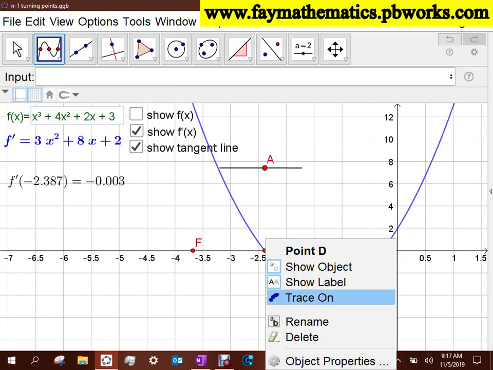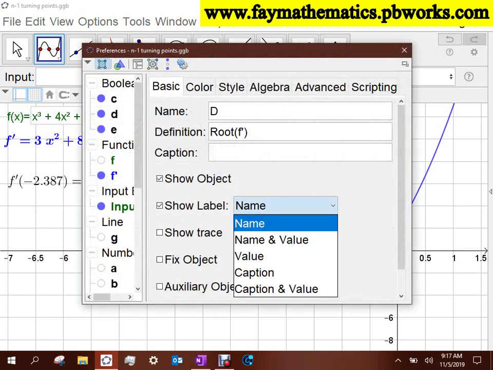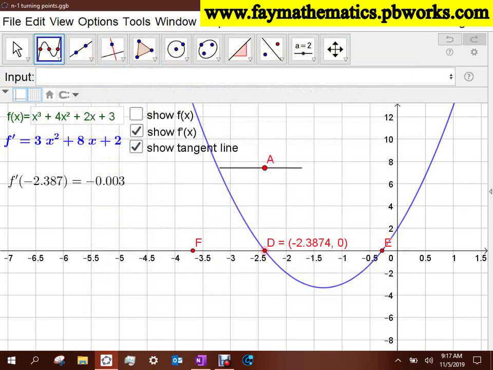Now, the ordered pair for D is negative 2.387. What do you notice the ordered pair for that maximum was? What was the X value? It's the same thing. Okay? So, the idea here is that if I want to find maximum and minimums, okay, algebraically, I have to find the derivative and then set the derivative equal to 0 and solve that equation.